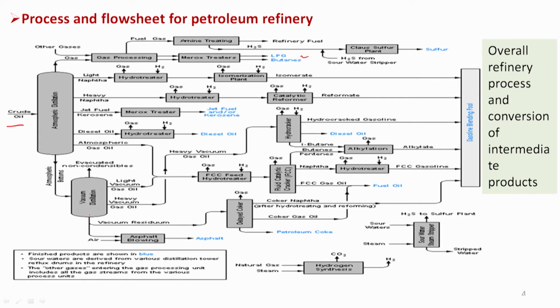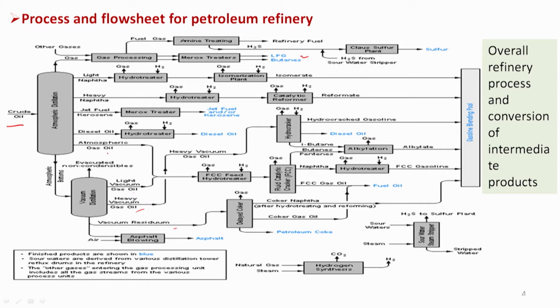It is coming to vacuum distillation, where vacuum is created, and the temperature is also more than in atmospheric distillation. Here the more complex molecules are broken down and the lighter vacuum gas oil and heavy vacuum gas oil are produced in vapor form and then condensed and collected, and at the bottom we get the vacuum residue. This vacuum residue is further processed to extract more liquid from it through delayed coker or through deasphalting process. So, these are the major operations involved in the petroleum refinery.